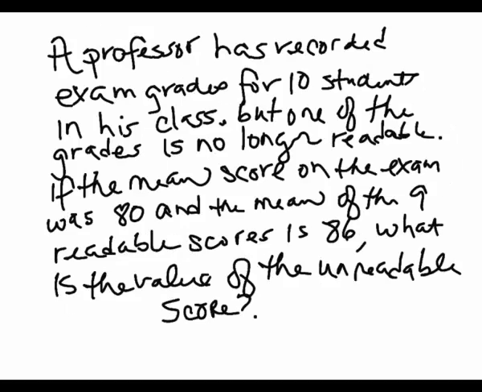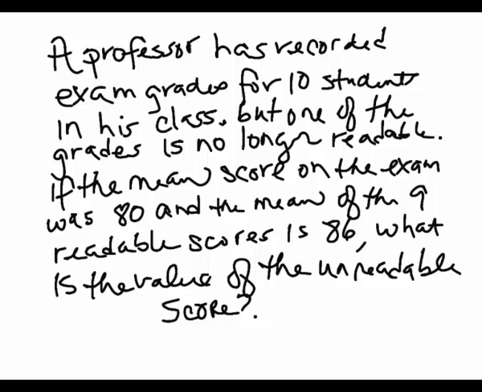Okay, let's look at this problem because I really like it. It says a professor has recorded exam grades for 10 students in his class, but one of the grades is no longer readable. If the mean score in the exam was 80 and the mean of the 9 readable scores is 86, what is the value of the unreadable score? So before, the mean value of all 10 students was 80. Then you take one away, and the mean value of the 9 is 86, and you took away the one that you couldn't read. So I want to know the value of that score.